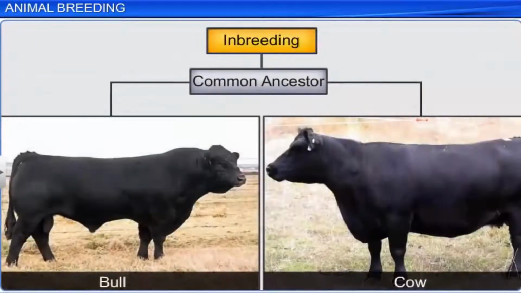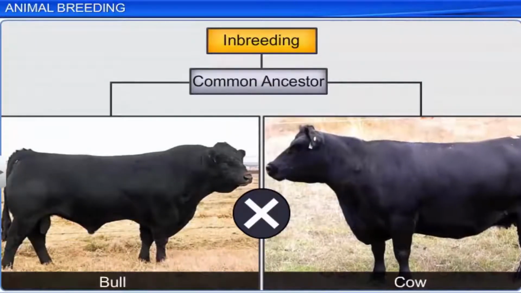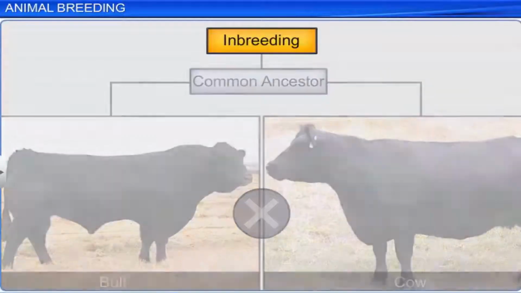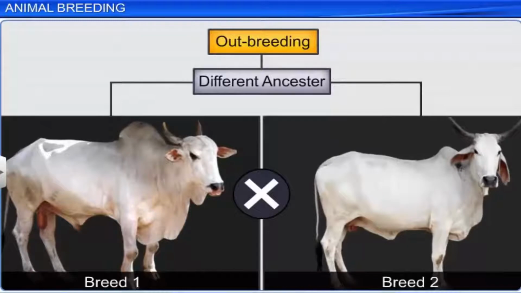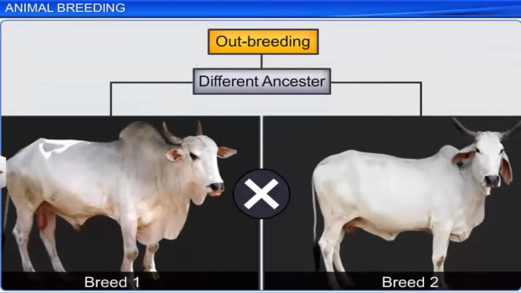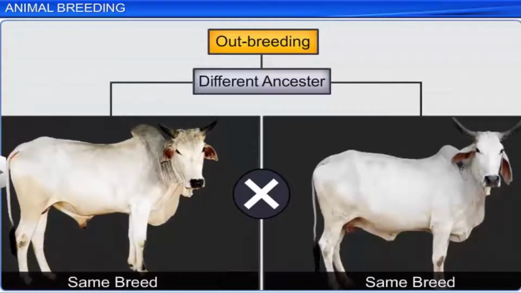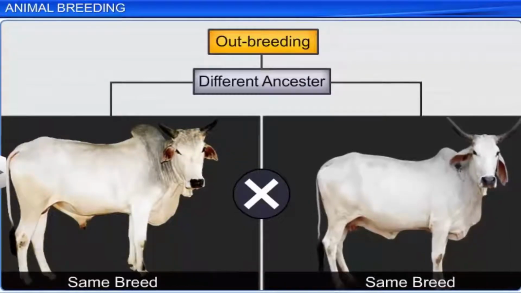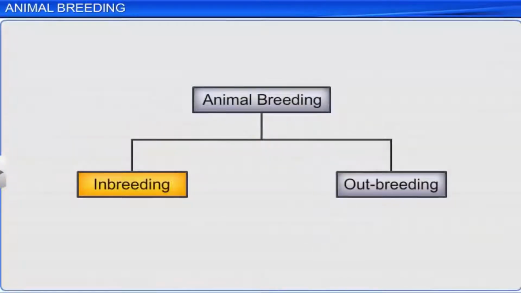Inbreeding is breeding between animals belonging to the same breed with a common ancestor, whereas outbreeding is breeding between animals belonging to different breeds, or between the same breed but with different ancestors, or between different species. Let us learn more about inbreeding.